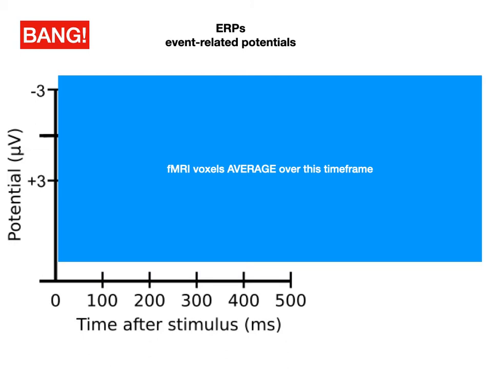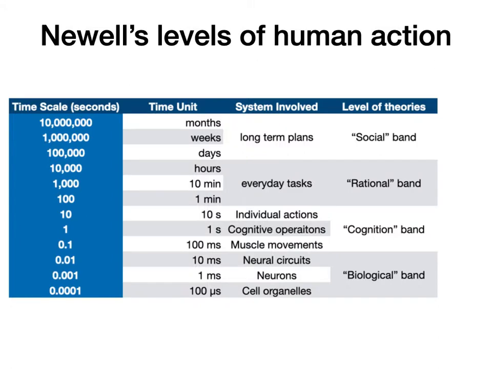elements. So now I want to show you a nice scale that helps to situate all human activity, Newell's levels of human action. This is the idea that you can consider different time scales in terms of orders of 10, right? So 10 million seconds, that's months. A million seconds, that's weeks. And 100,000 seconds, that's kind of like days. That all lives in this, what are we doing? These are long-term planning. You might see theories from social phenomena.